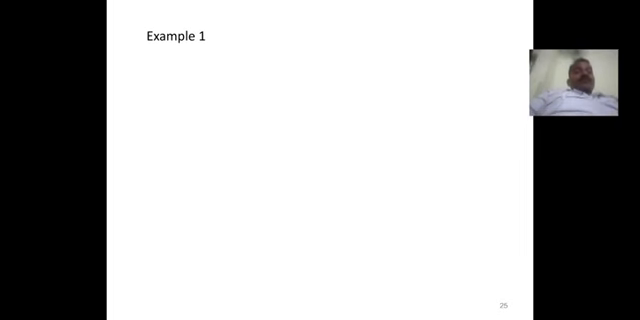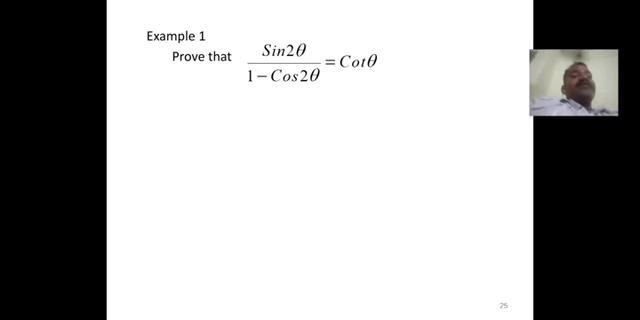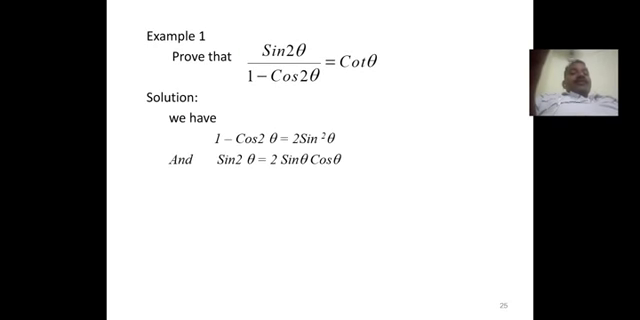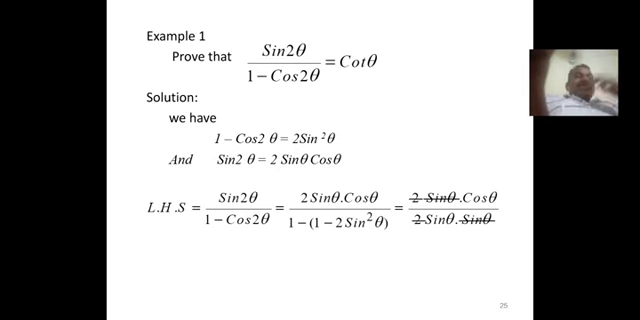Now some examples we have seen, that is sine 2 theta by 1 minus cos 2 theta. With the help of sine 2A formula, 2 sine A cos A, and 1 minus cos 2 theta is 2 sine square theta. So if you replace these two values here, LHS is sine 2 theta by 1 minus cos 2 theta, 2 sine theta cos theta by 2 sine square theta. 2 will cancel, one sine theta will cancel, the remaining is cos theta by sine theta, that will get it as cot theta, that is RHS.